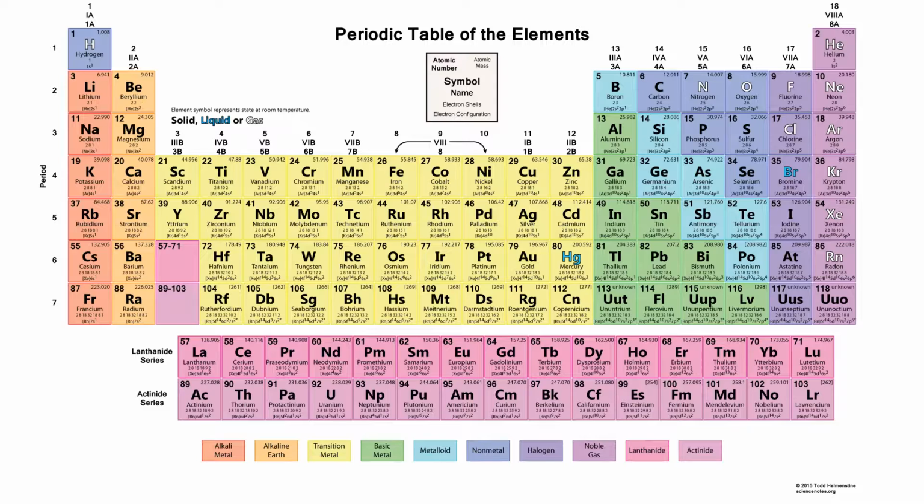First, the symbol of the element. The symbol of the element is usually an abbreviation of the name and is found in the center of the box. This symbol is expressed as one or two letters. As you can see here, for oxygen, the symbol is an O.